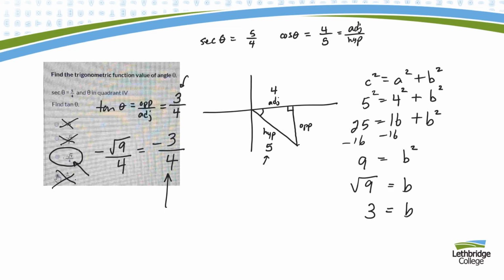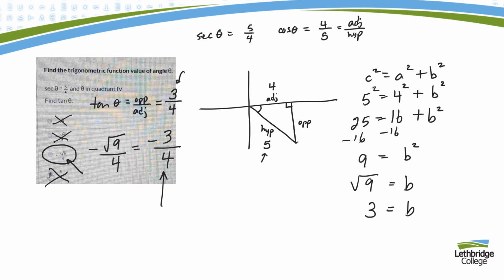Now let's worry about that negative sign for a second. So this 4 here would be a positive 4, because it's going to the right. But this opposite side is going down, so whatever that number is, and it came out to be 3, that has to be negative. So that's a negative 3 because it came down.